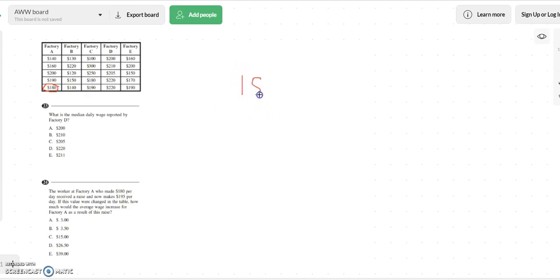So he went from $180 to $195. So his increase was a $15 increase. He's the only one who got the raise. None of the other four got the raise. So what we're going to do is take his raise, and because we're trying to figure out an average, you take the number and you divide it by the total number of people that you're looking at, and that's going to give you $3.